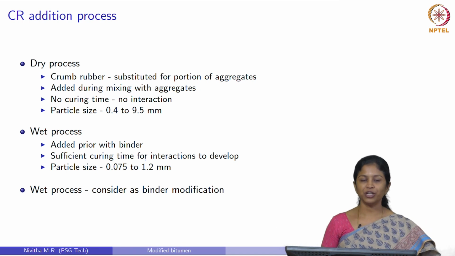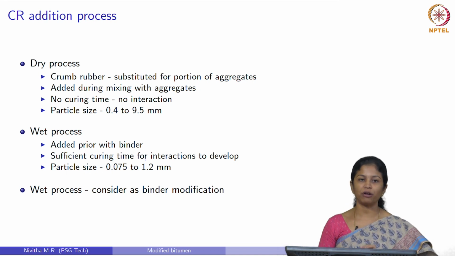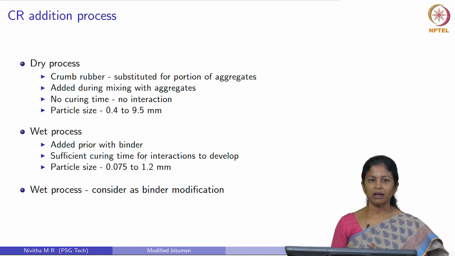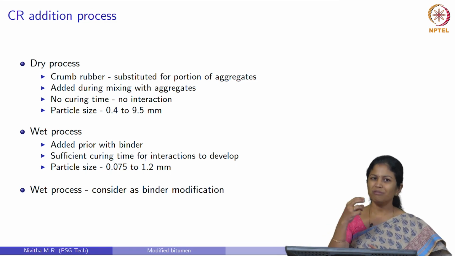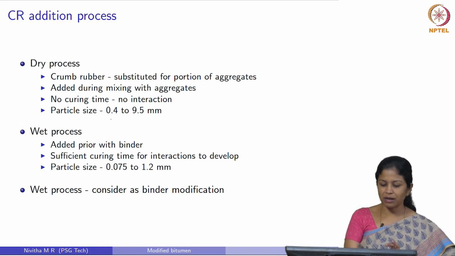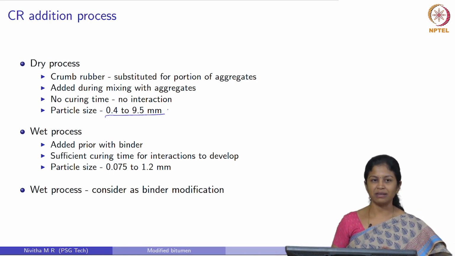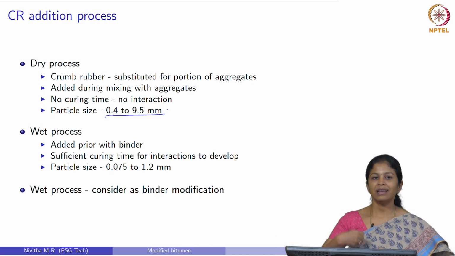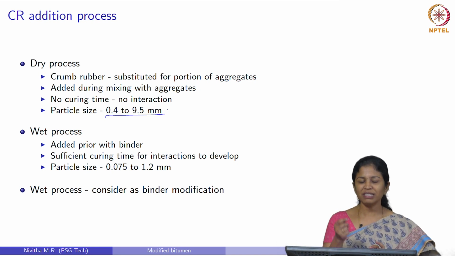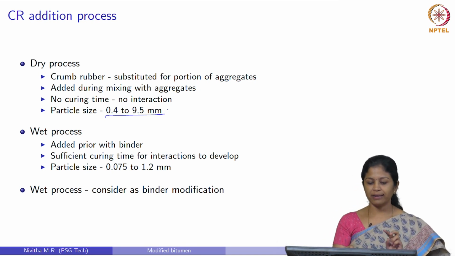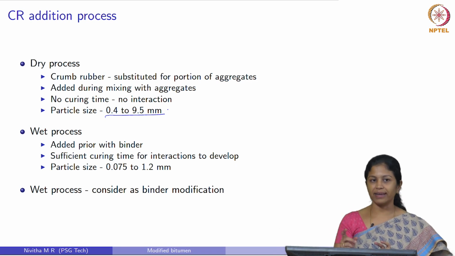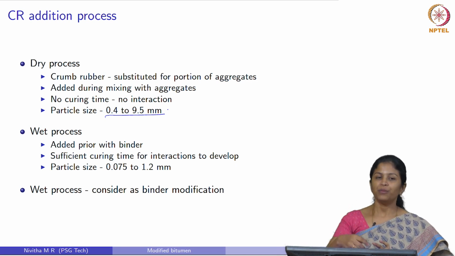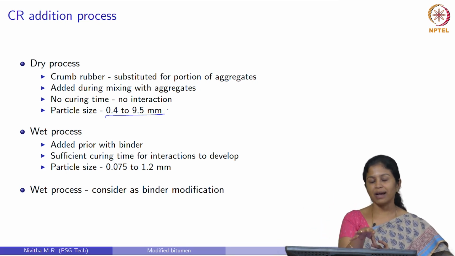Crumb rubber addition to bitumen can be done in two ways: one is a dry process and the second is a wet process. What do I mean by a dry process? The crumb rubber is shredded into bigger particles; the particle size here is about 0.4 to 9.5 millimeters. It is then added to replace some portion of aggregates, during mixing with aggregates. When we add aggregates into the batching plant, we also add crumb rubber, mix it, and then add hot bitumen to it. So this is the dry process.